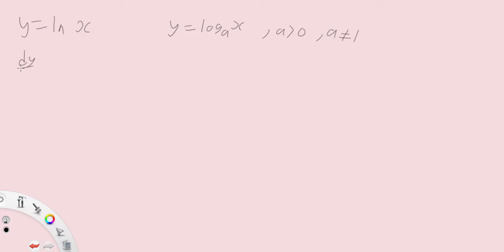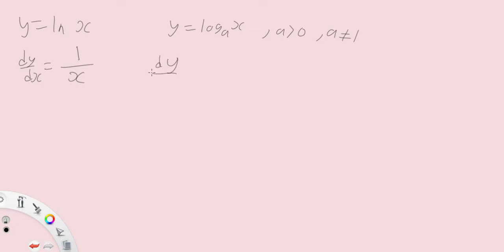Nonetheless, dy/dx. So the main technique in differentiating logarithm: first you put the function inside the logarithm at the denominator. So I have x at the denominator. The numerator will be me differentiating the function inside. So if I differentiate x, I'll get back 1. So yeah, the derivative of ln x is 1 over x.